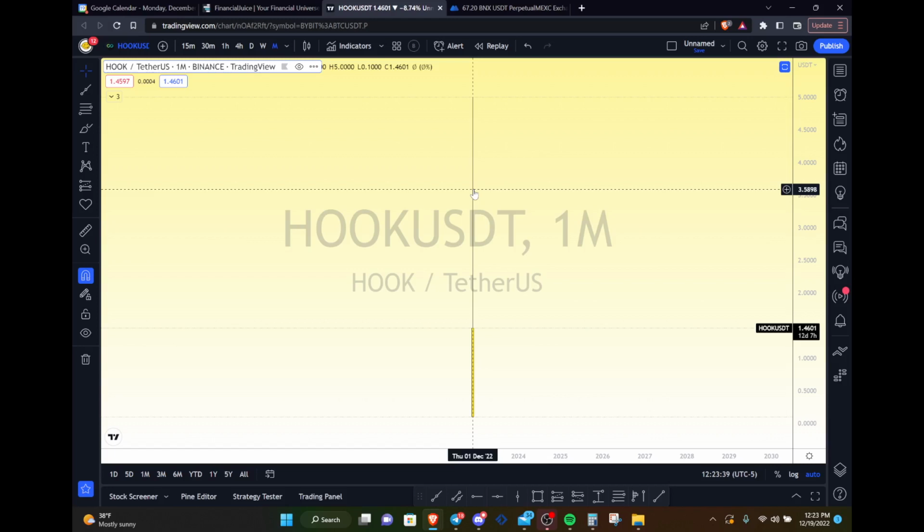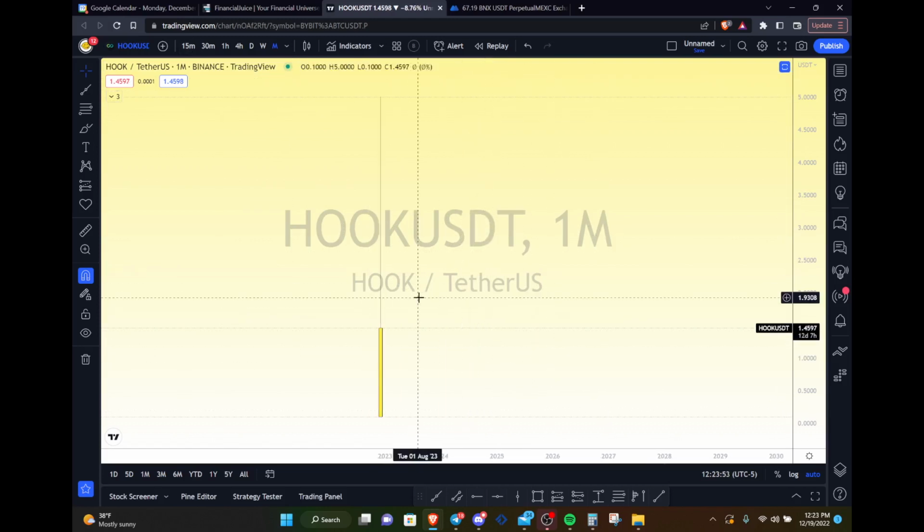Okay, guys, so I was asked to essentially look at Hook. I've never even heard of this thing, and I see why. It's extremely new, it looks like. I'm looking at the Hook on the Binance Tether chart, and I'm not really sure what this is, but it was asked of me by a member, so I have to look at it.